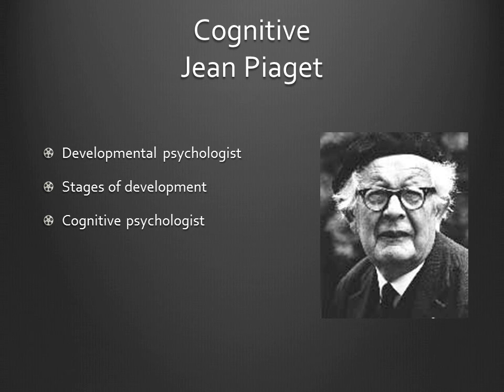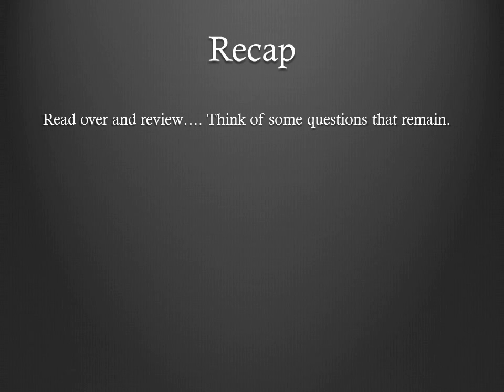And the last person is Jean Piaget. He studied cognitive development. They wanted to know at what age you should be able to do a certain math equation, or at what age you should be able to understand logic and reasoning. Jean Piaget was a developmental psychologist. There are four stages of development that we're going to study with Jean Piaget, and he really looked at cognitive development in an individual.